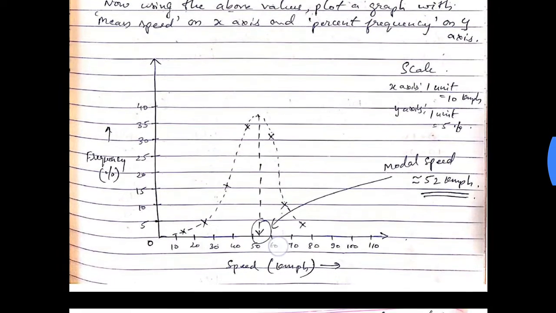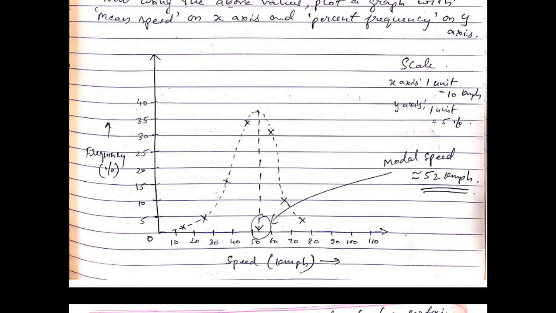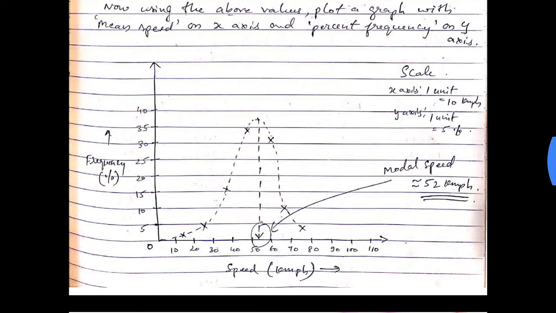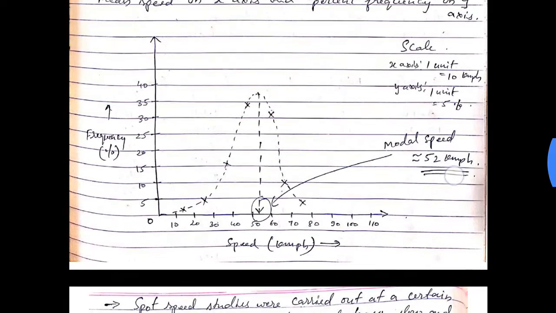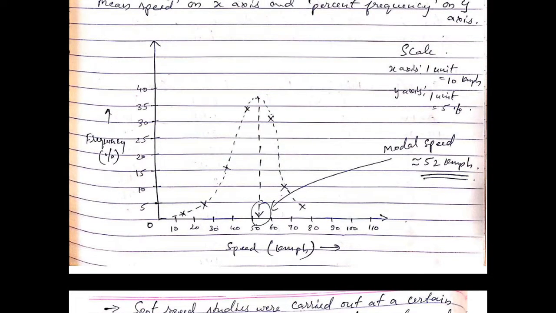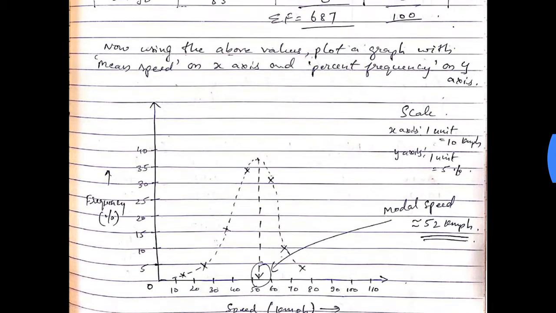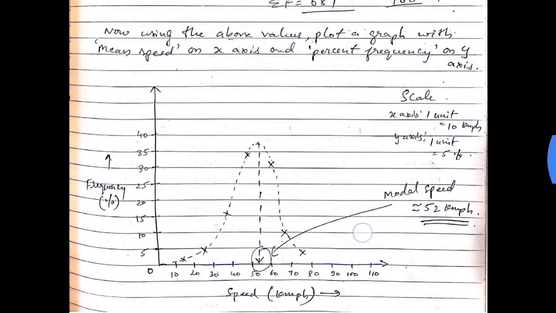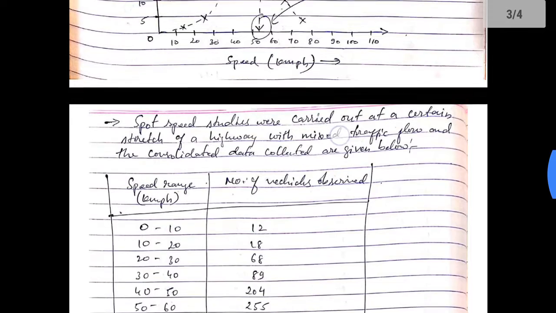Now what is the speed? It is greater than 50 and less than 60, somewhere near about 52. So the modal speed is 52 kmph, and this is nothing but the most preferred speed. We'll now move to the next question.